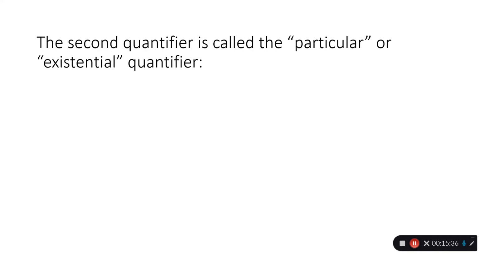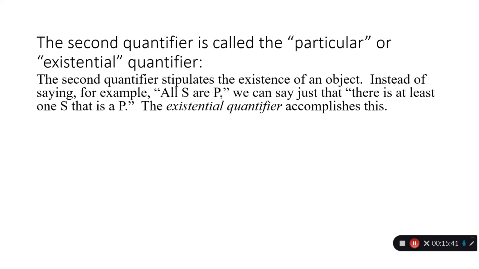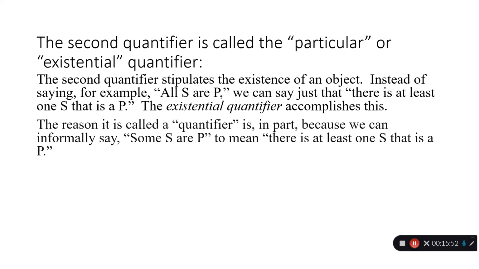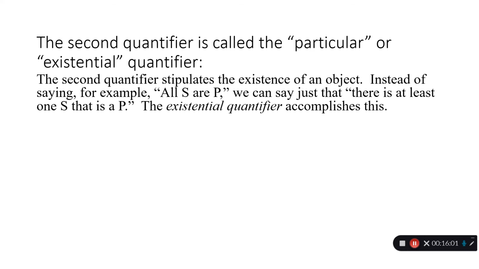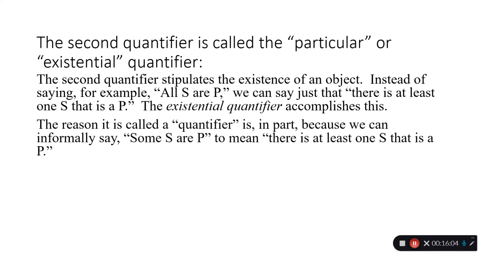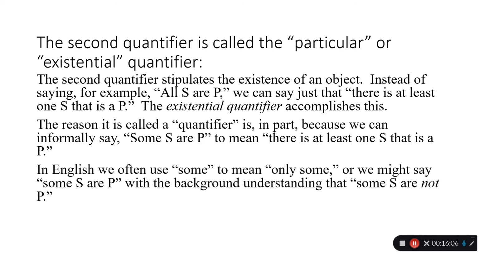The other quantifier, so first we have the universal quantifier. Now we're going to have the next quantifier, which is called the particular or existential quantifier. Instead of talking about all S are P, we're going to look at how we say there's at least one S that is a P. And I have some brief discussion here why it's called a quantifier. It's because to say there is at least one, we sometimes just say some. Some can mean only some, to say some S are P, with a background understanding that some S are not P. Sometimes we talk that way.